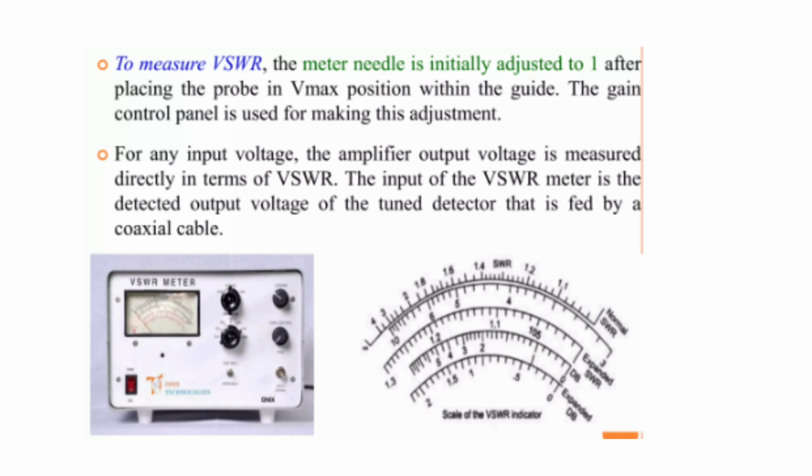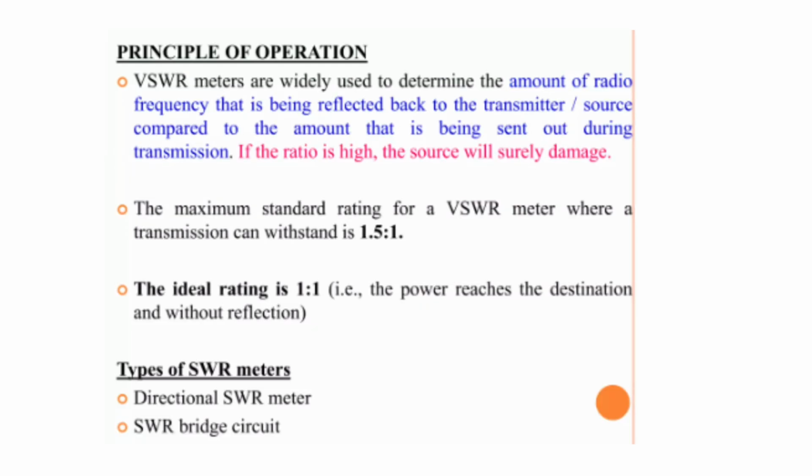For any input voltage, the amplifier output voltage is measured directly in terms of VSWR. The input of the VSWR meter is the detected output voltage of the tuned detector that is fed by a coaxial cable. And now the principle of operation.